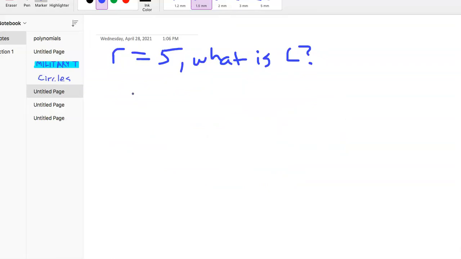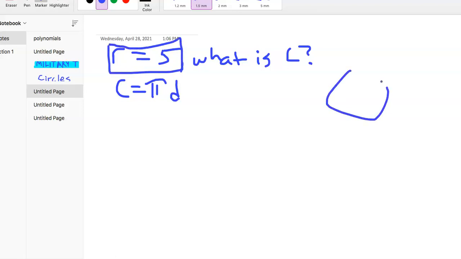If the radius is 5, what is the circumference? Okay, and so we need to know for this one, this is another one of our formulas we just got to know. Circumference is pi times diameter. Okay, and we start off with radius being 5, and like we just did, that's radius, diameter's twice as big. So if the radius is 5, diameter is 10.